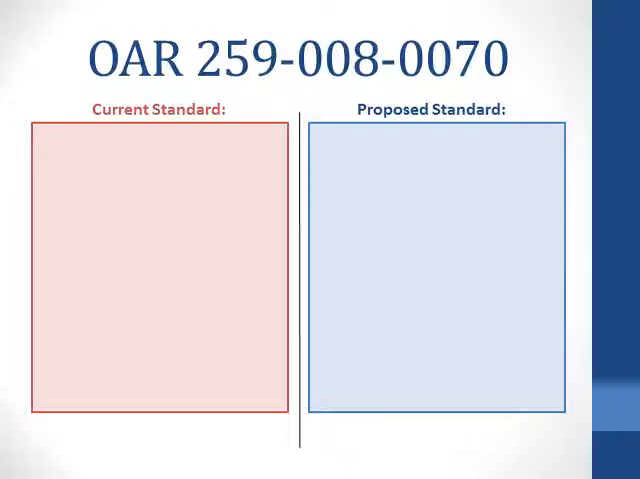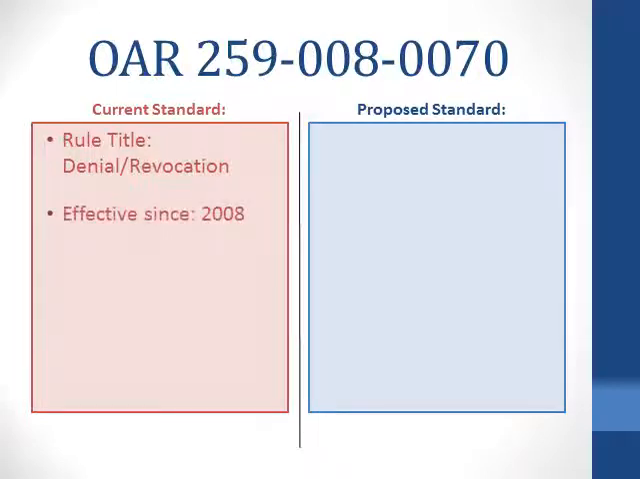Current rule language, which is titled simply Denial Revocation, was adopted in 2008. Though there have been many minor changes to the rule since its adoption, the standards and processes have remained largely unchanged. The full text of the rule can be found by visiting DPSST's webpage, www.oregon.gov/DPSST.